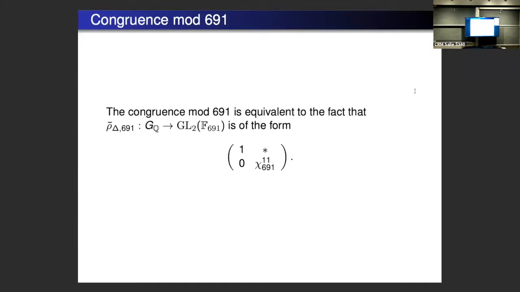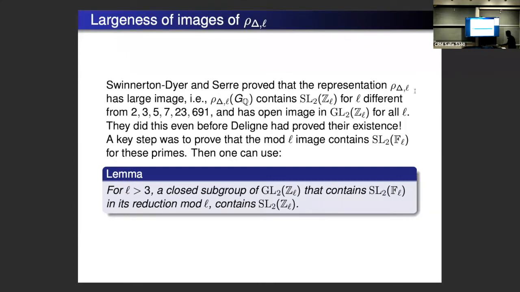So somehow the congruence had this meaning that this representation became reducible mod 691 and had this particular shape. Okay, and as I said, Serre and Swinnerton-Dyer, without waiting for them to prove the conjecture, already started studying the image, right?